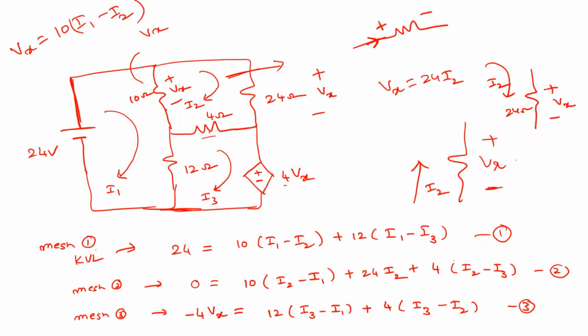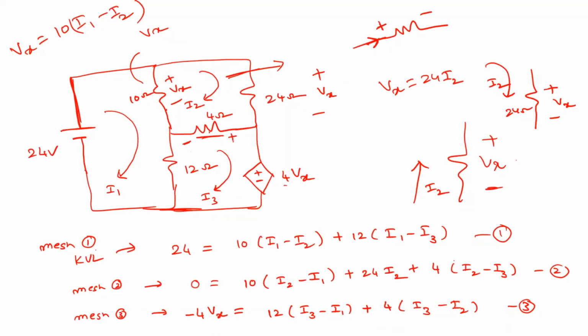If this 4 ohm is Vx, it will be 4 into I2 minus I3. If this is plus minus, 4 into I3 minus I2; if this is minus and this is plus in this case, it is 4 into I2 minus I3. Right. No confusion, right? Yes, sir. Okay. So this is how to solve.